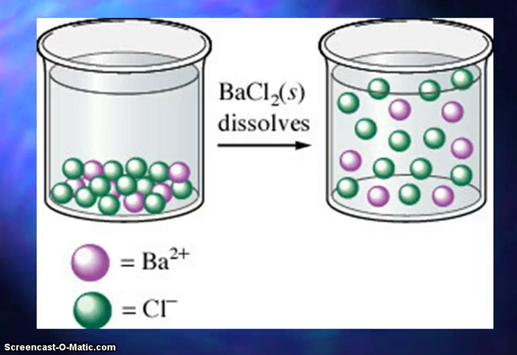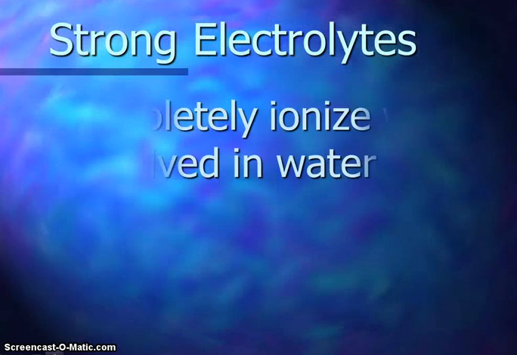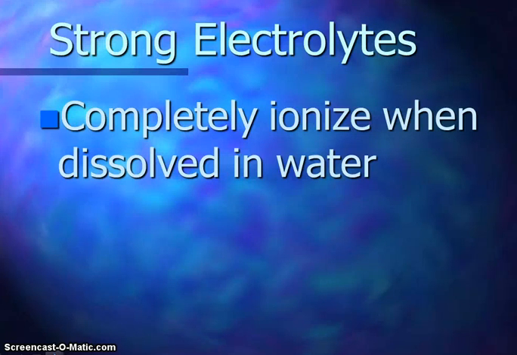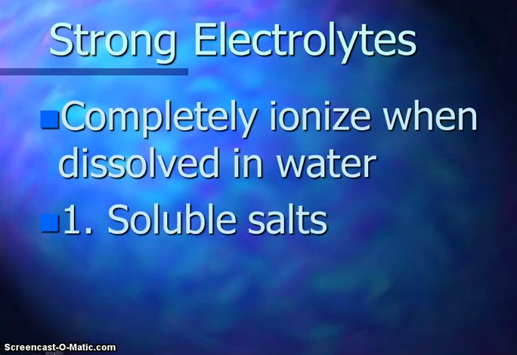So if we were to look at barium chloride, it's an example of a strong electrolyte. Because if we take solid barium chloride and add it to water, it's going to dissolve in water. That hydration process is going to take place and our ions are going to be evenly distributed within the solution. The presence of those ions will allow it to conduct an electric current. So strong electrolytes completely ionize, or break up into ions, when they dissolve in water.